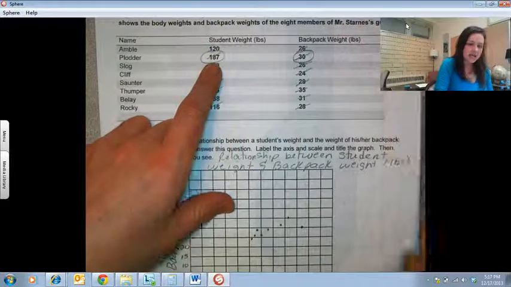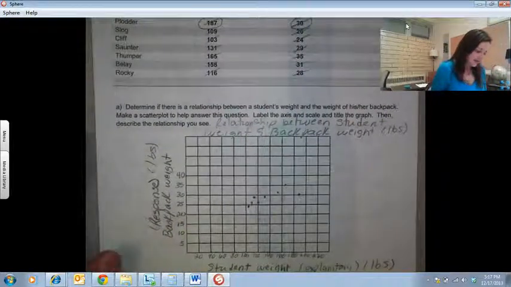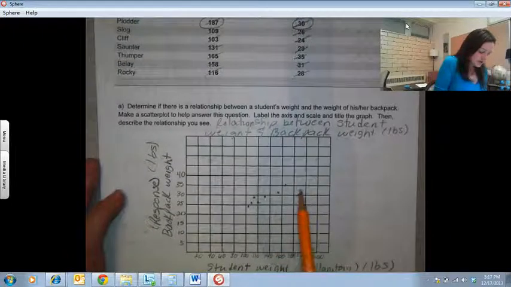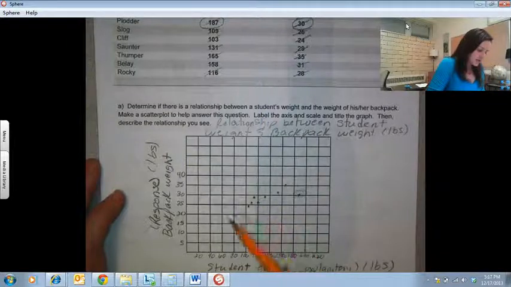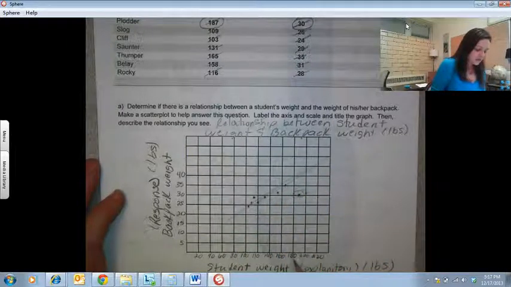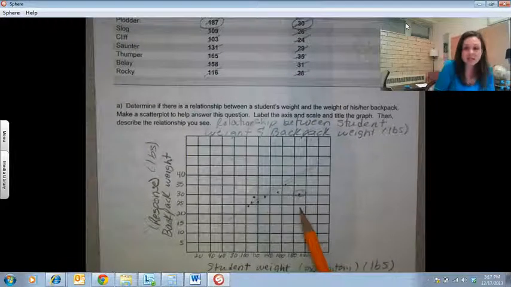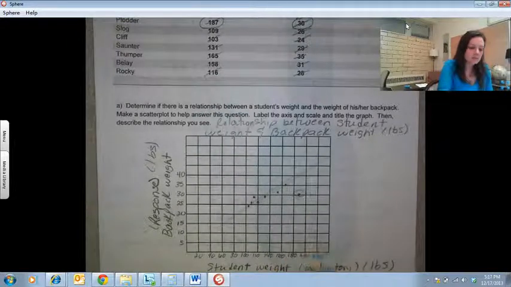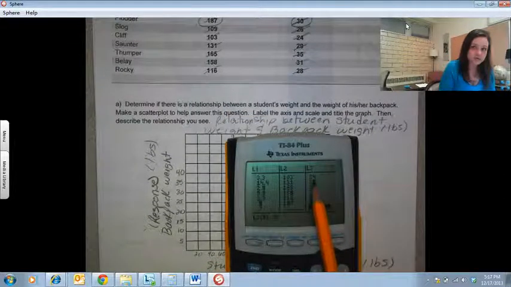And we can kind of see from where he ends up on the scatter plot that he's a little bit of an outlier here, because it looks like these dots, if you kind of drew a line, they would continue up like this. So for his weight, Plotter's backpack is kind of light, and because outliers really skew data for correlation, that's going to really skew our data a little bit. But there it is, entered into list 2 and list 3 for me.